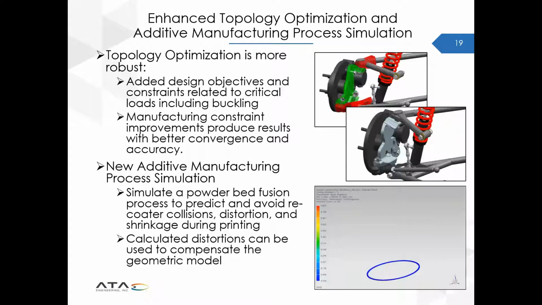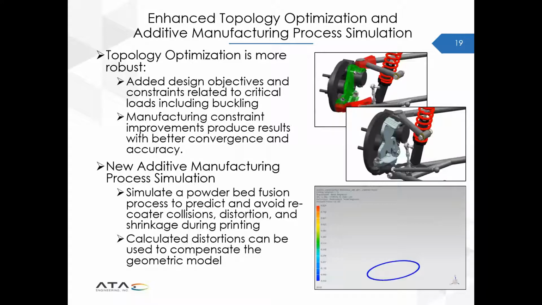Kind of moving on to wrap up with some highlights of other enhancements in a few other areas. Topology optimization is more robust with this release, with the addition of design objectives and constraints related to critical loads, including buckling, as well as manufacturing constraint improvements that produce results with better convergence and accuracy.